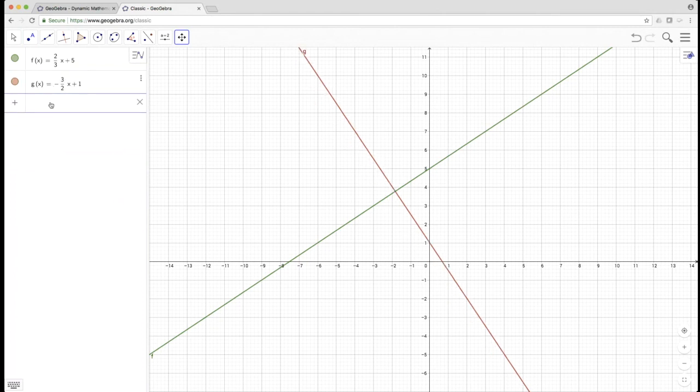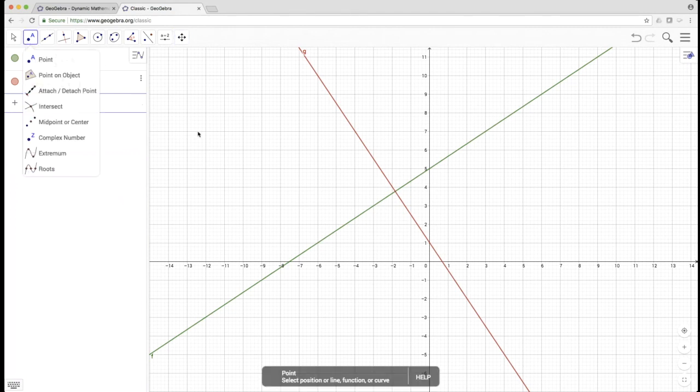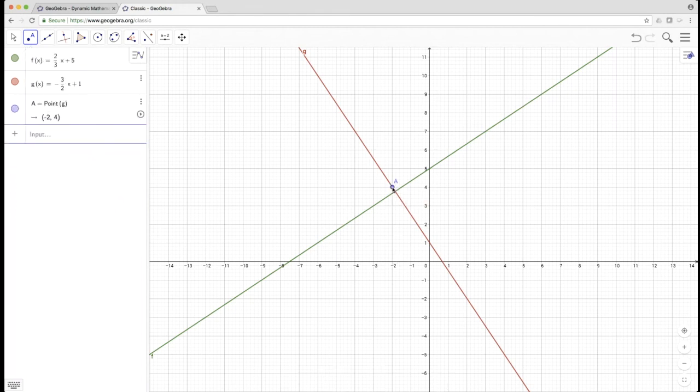So we know that it goes through that point, and those lines are actually perpendicular, and then the point (-2, 4) is right there, and it's on that red line. So that's what we just found out in our equation.